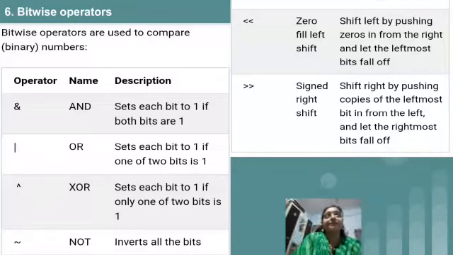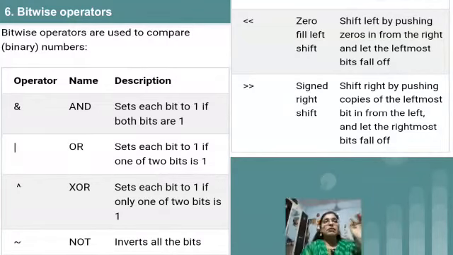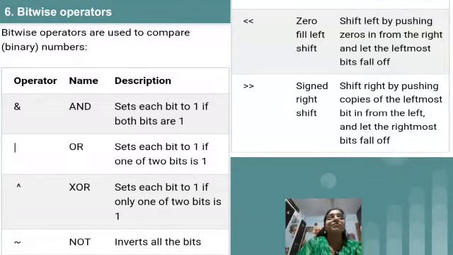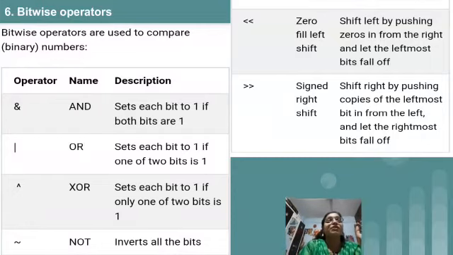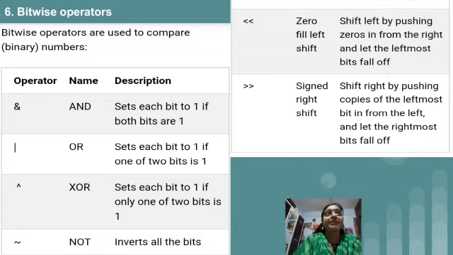Bitwise operator. Now this is very important. Other operators are very easy. Now we are going to see bitwise operators. There are a total of 6 bitwise operators. On the next slide I have given the examples also.